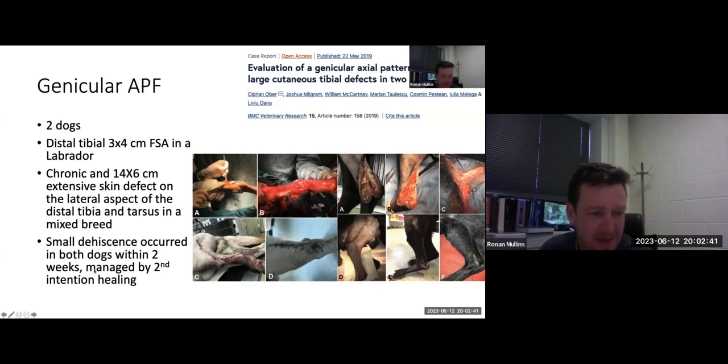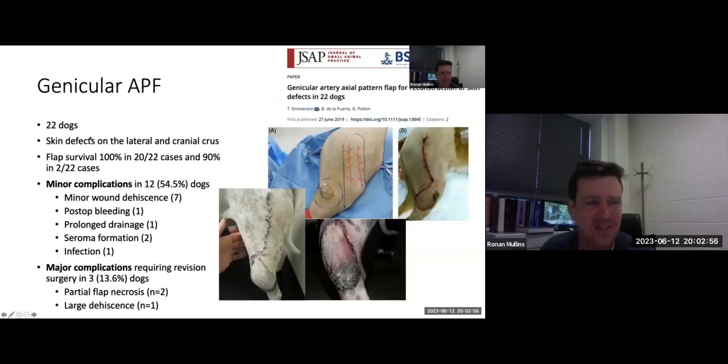So in both cases, they had a small dehiscence, which was managed conservatively with second intention healing. So you can kind of see that there, and there's more of that sort of scar tissue formation from granulation tissue epithelialization. The more recent clinical study, again, shows very good success rates with this flap type.